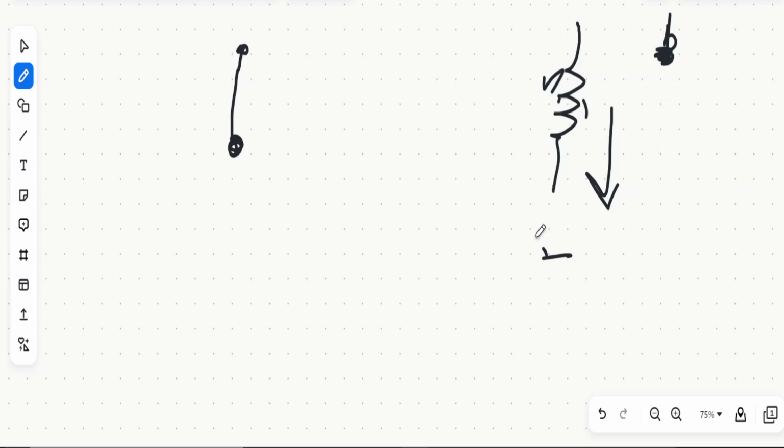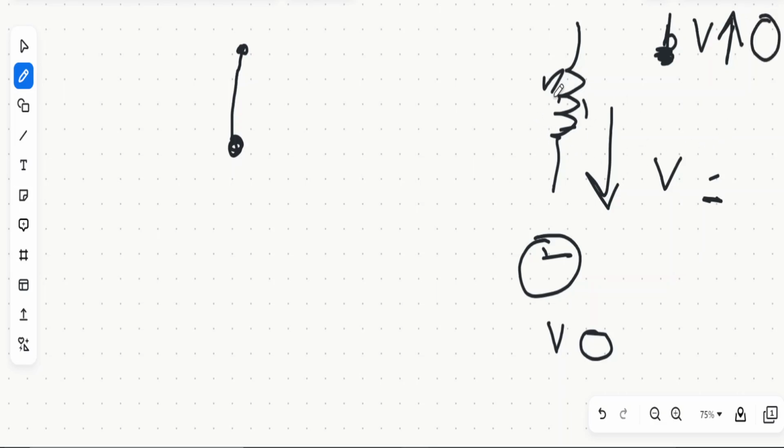So when it's at the very bottom, my velocity would be zero. My velocity at the very top would be zero as well. The velocity at the center would be maximum.